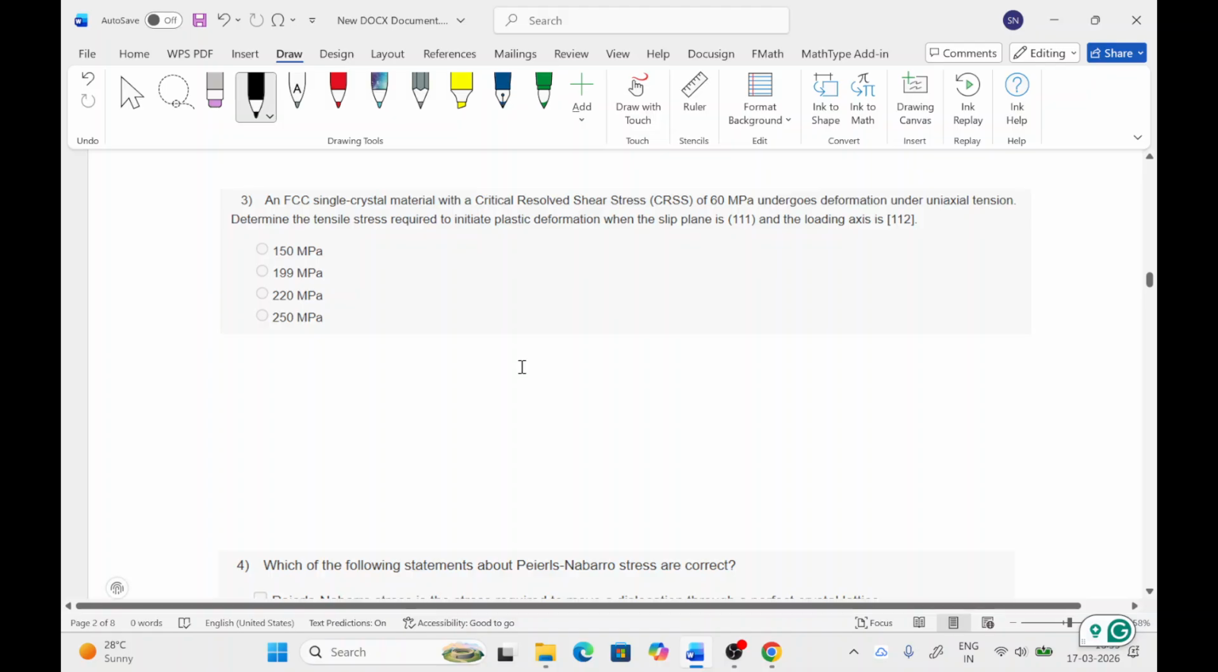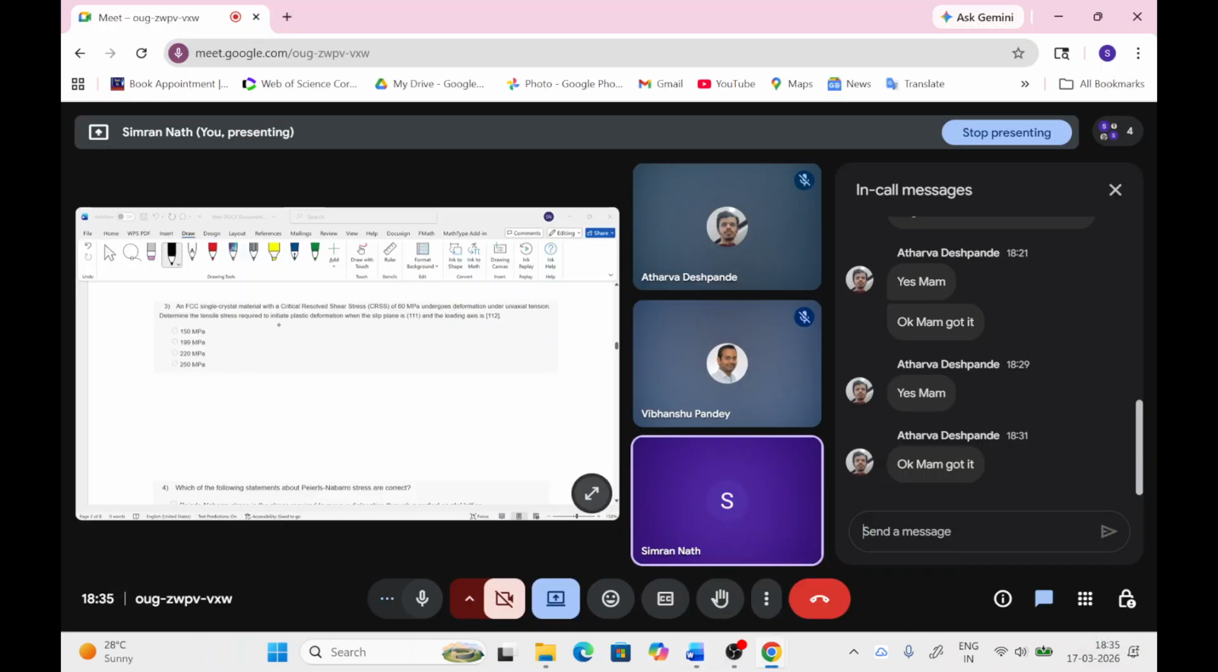Next question. Say an FCC single crystal material with a critical resolved shear stress 60 MPa undergoes deformation under uniaxial tension. Determine the tensile stress required to initiate plastic deformation when the slip plane is 111 and the loading axis is 112. So in this question we are given the CRSS value, the slip plane and the loading axis. So we have to find the tensile stress required to initiate plastic deformation.